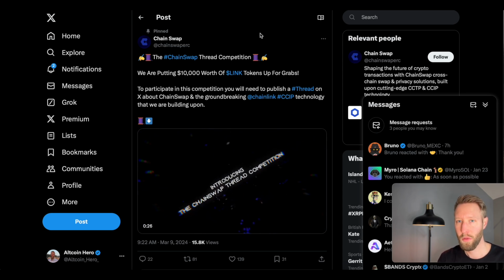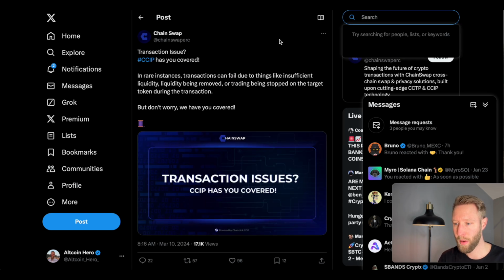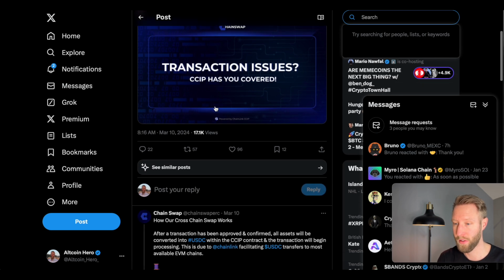And so one other thing I want to note here is that ChainSwap is willing to work with you, right? So things can fail. Transactions cannot go through due to insufficient liquidity being removed or the trading being stopped on the target token during the transaction. So don't worry, they have you covered, right? And so this isn't something that you always see in the cryptocurrency space, right? You always see warnings that say, hey, if you send this to the wrong blockchain, you can lose all of your money. And just more warning signs to make sure that you're double checking.